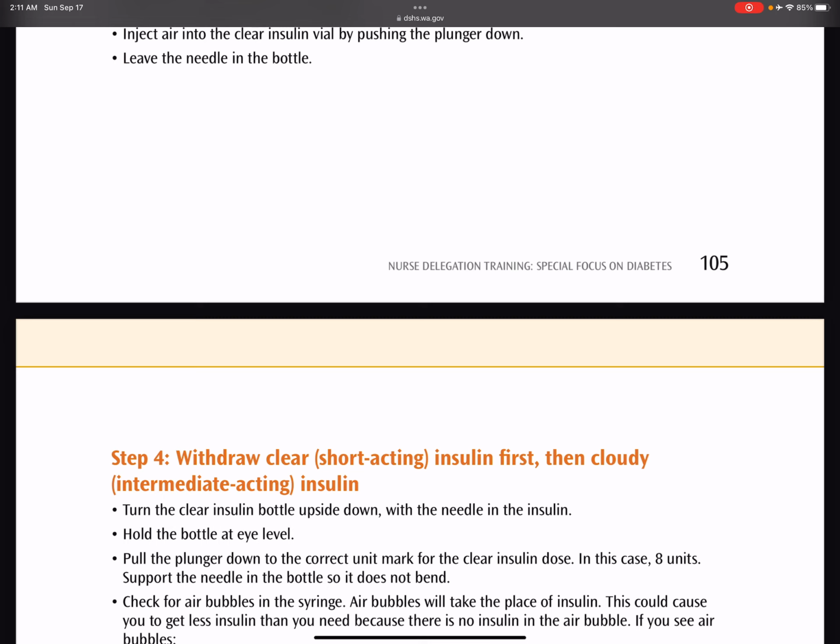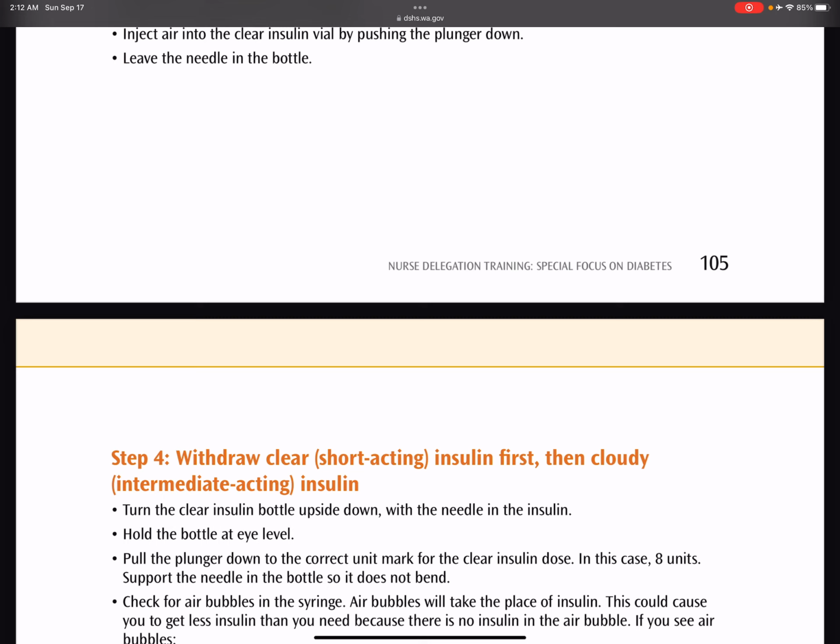Pick up the cloudy bottle of insulin, turn the bottle upside down and push the needle into the bottle. Be very careful not to move the plunger. Be careful not to push any clear insulin into the bottle of cloudy insulin. Pull the plunger down and withdraw the correct number of units for the cloudy insulin.